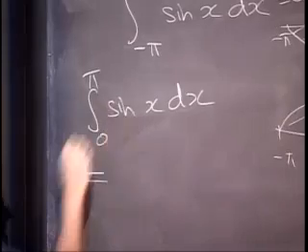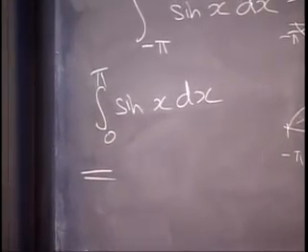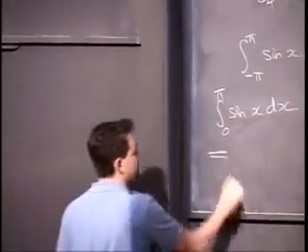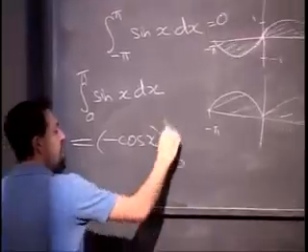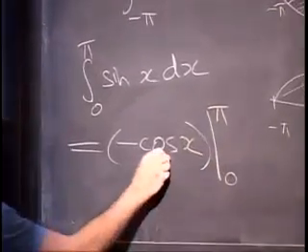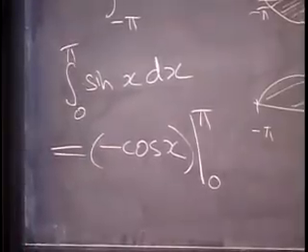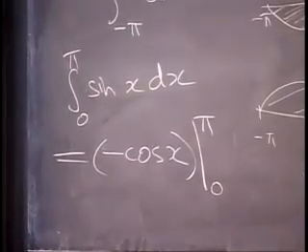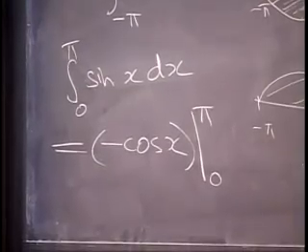According to this, I need an antiderivative of sine x. Does anyone in the room have a good candidate for an antiderivative of sine x? Negative cosine x. Why is it negative? Because the derivative of cosine x would be minus sine x. So you need the minus in here to make it work. That is a very, very common mistake I have seen students make in grading their papers. Integral of sine x is not cosine x.